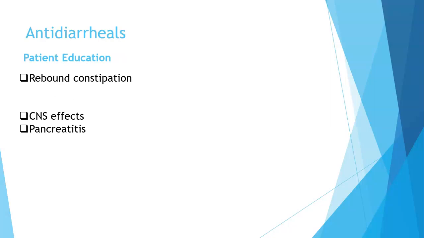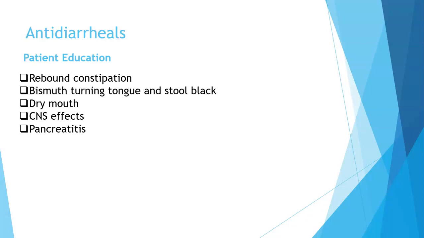So you want to warn your patients about rebound constipation. You want them to know about the bismuth turning the tongue or the stool black. You want to warn them about dry mouth, some of the central nervous system effects, and you want to tell them that this could possibly cause pancreatitis. That's the fluoxetine that may cause pancreatitis. And of course, you want them to know that they have to hydrate. Hydrate, hydrate, hydrate, hydrate.